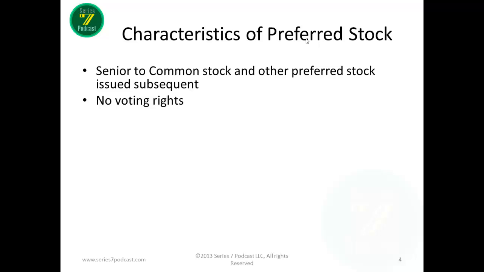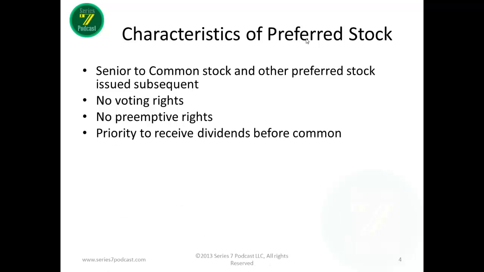Preferred stock has no voting rights, and it has no preemptive rights. But before common stockholders can receive any dividends, preferred stockholders must receive their dividend. It has priority to assets in corporate dissolution. We just talked about that already.